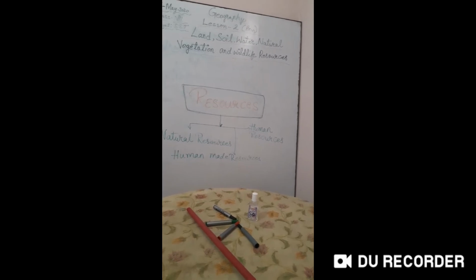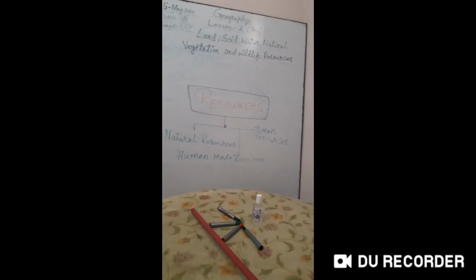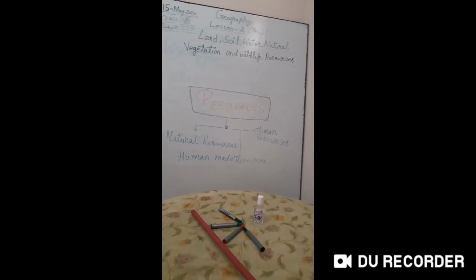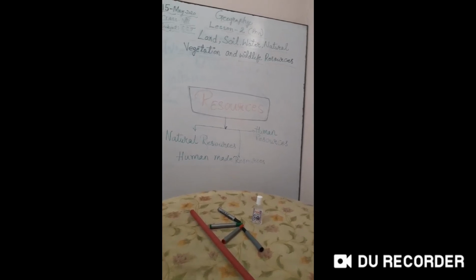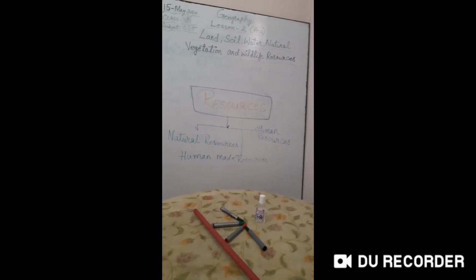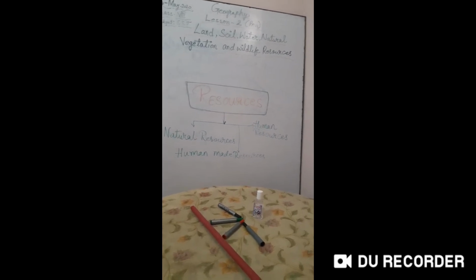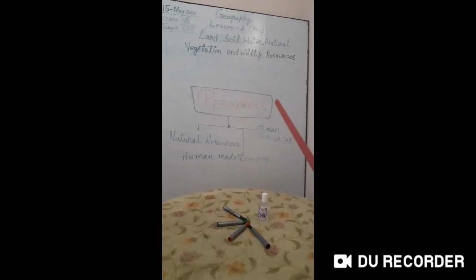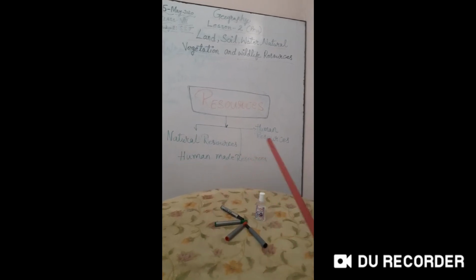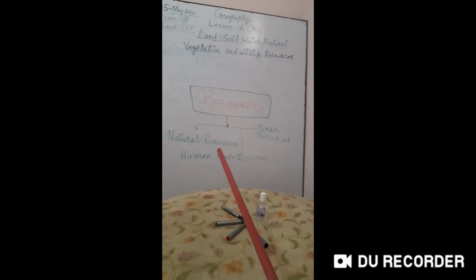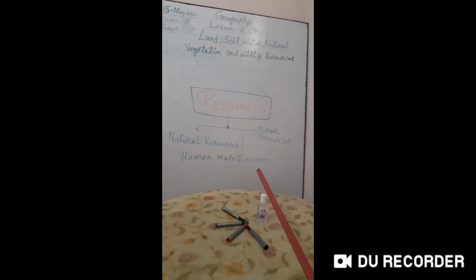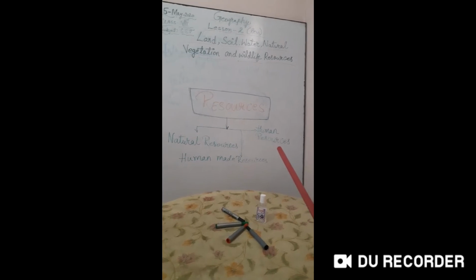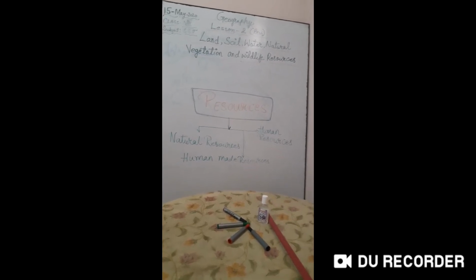So I hope you can understand the meaning of resources. In simple words, you can also say any substance having utility in any way is a resource. Okay? Now, these resources are of three types. Number 1 is natural resources. Number 2 is man-made resources. Number 3 is human resources.